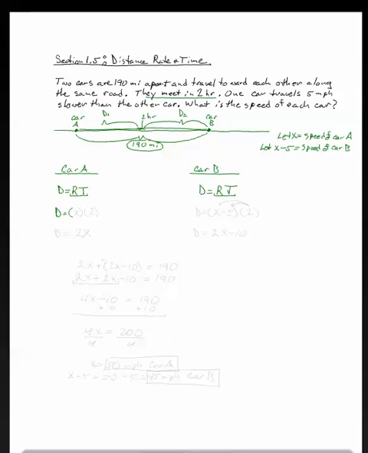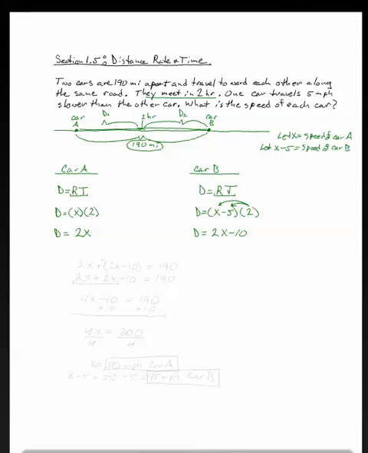So for car A, the rate or speed is x. And the time, remember they're meeting in 2 hours. So they're traveling for 2 hours. Over here, distance equals the rate. This is car B, so it's x minus 5. But the time is still 2 hours because that's when they're meeting. Cleaning these up a bit, I get distance equals x times 2 is 2x. And for car B, I just need to remember to distribute. So that's 2x minus 10.